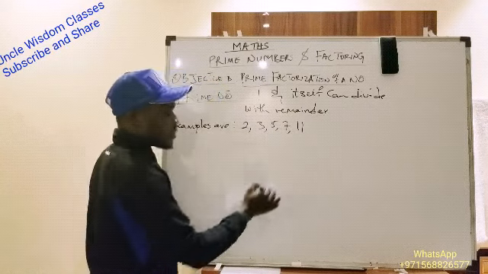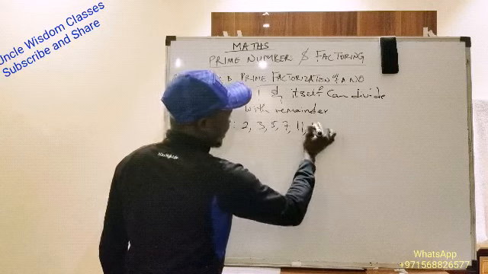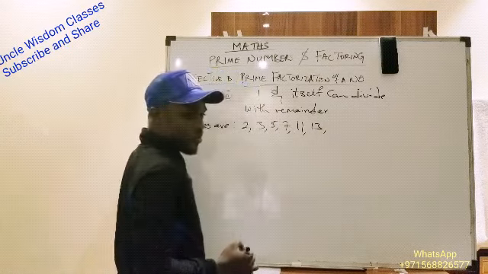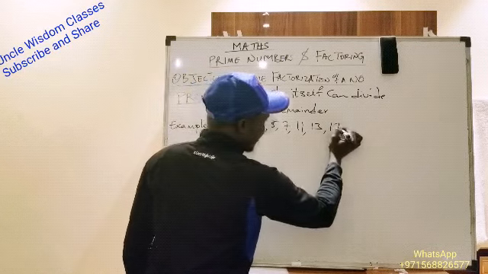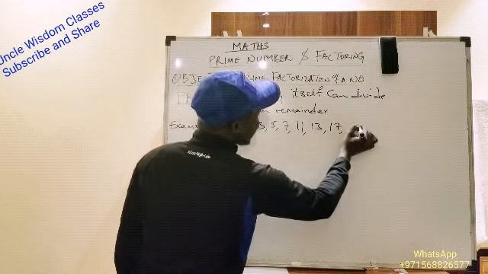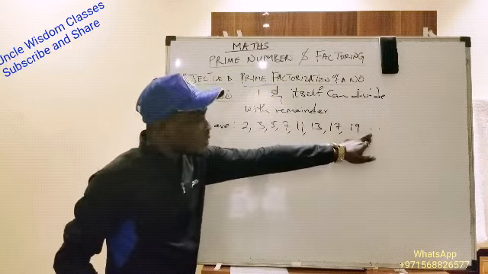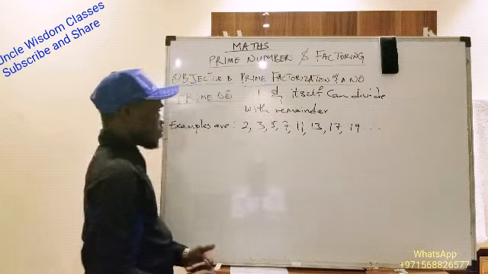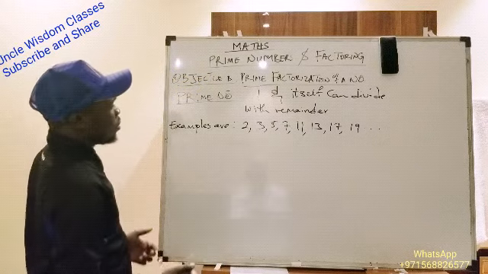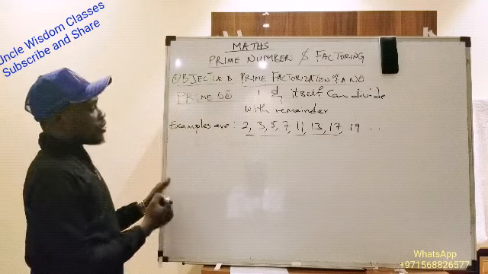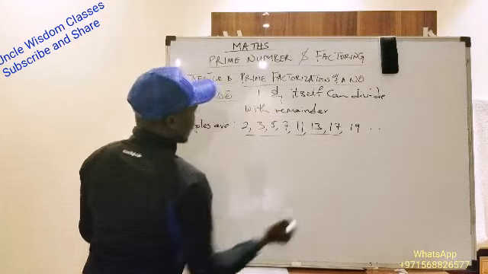11 is a prime number. 13 is a prime number. 15 is not a prime number. 17 is a prime number. And 19. Remember what we discussed about this? Infinity. So, having the knowledge of this now, let us go to prime factorization.